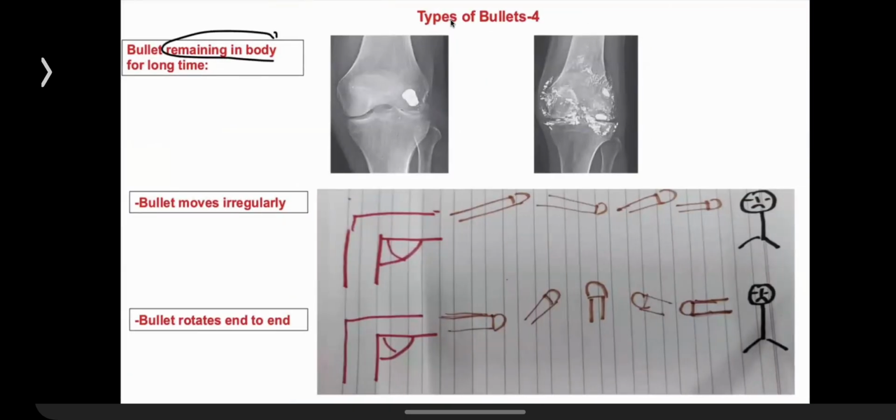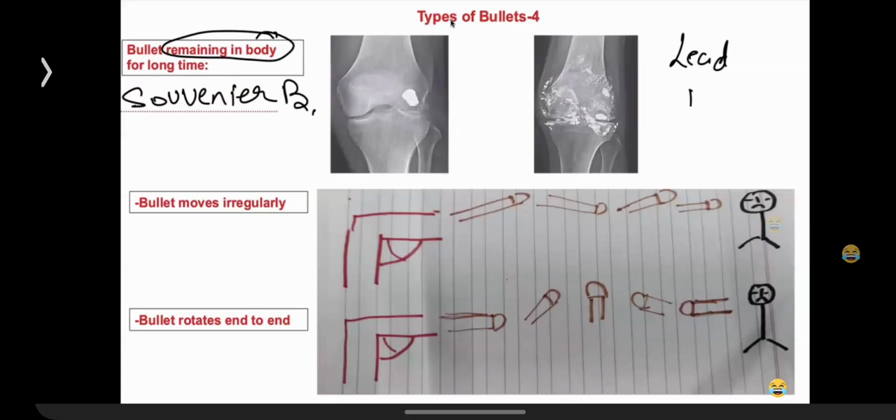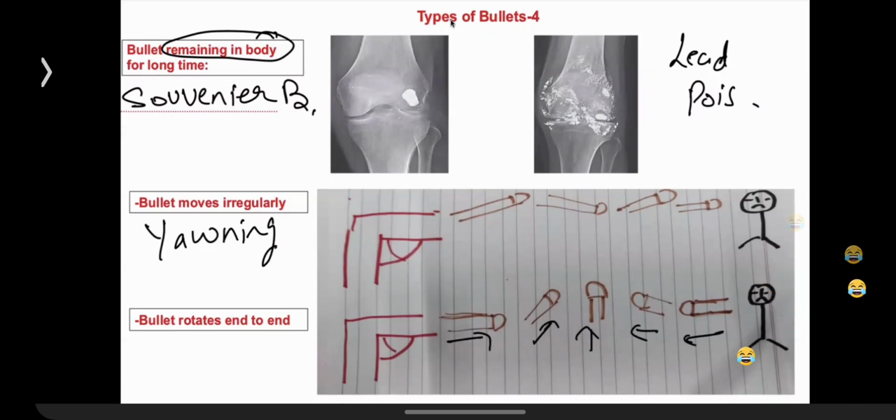Bullet which remains in body for a long time is called souvenir bullet. This can lead to lead poisoning. When the bullet moves irregularly, that is called yawing bullet. When the bullet moves properly end to end, it rotates. You can see it has rotated end to end. That is called tumbling bullet.